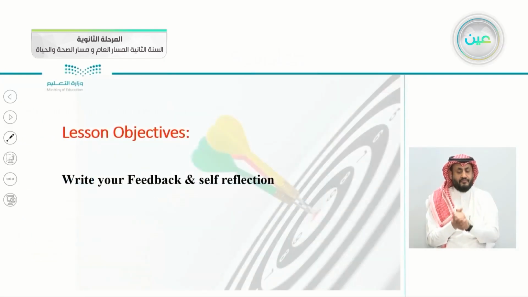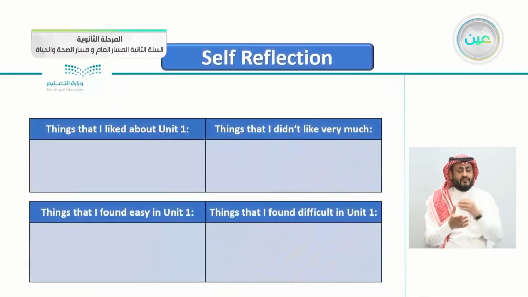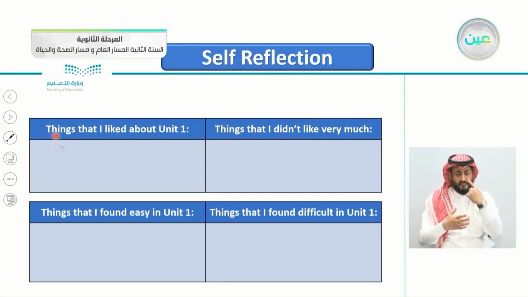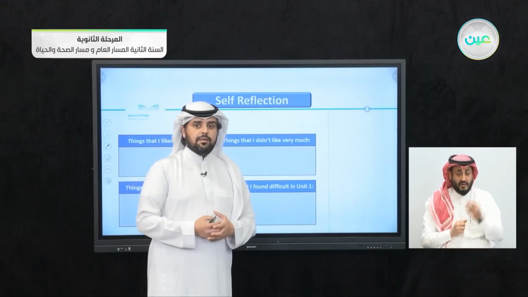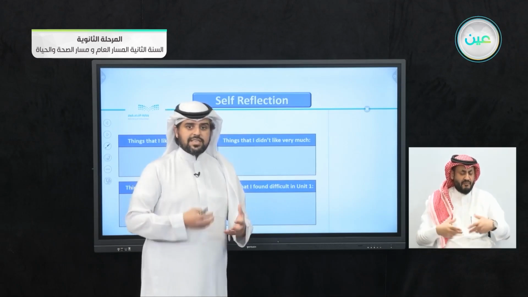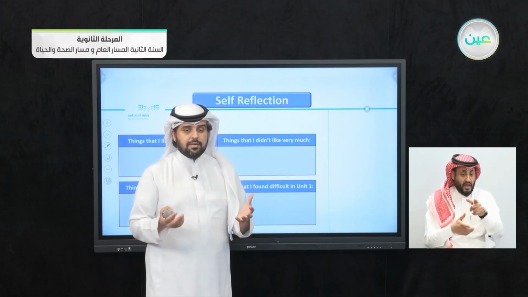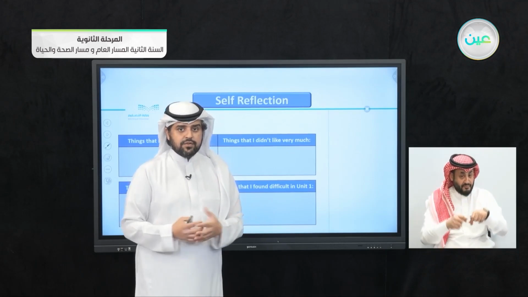So let's jump to our lesson today. The objective is to write your feedback and self-reflection. Notice the self-reflection charts here. Things that I liked about Unit 1, things that I didn't like very much. And remember Unit 1's theme: being funny, jokes, laughs. Did you like the theme? Did you like the lessons of Unit 1?